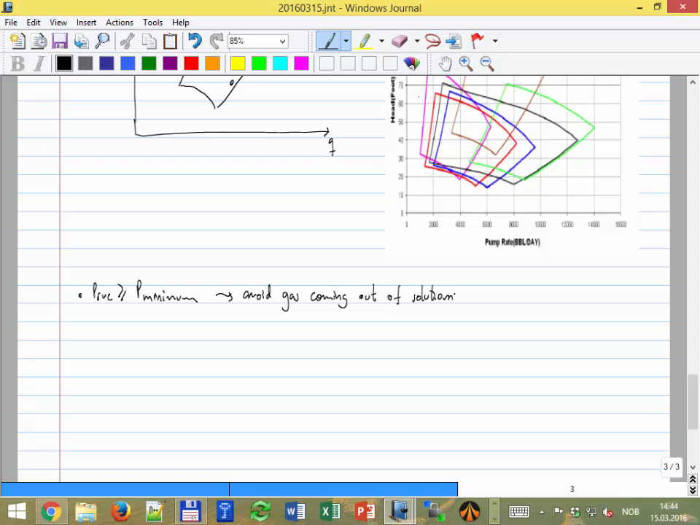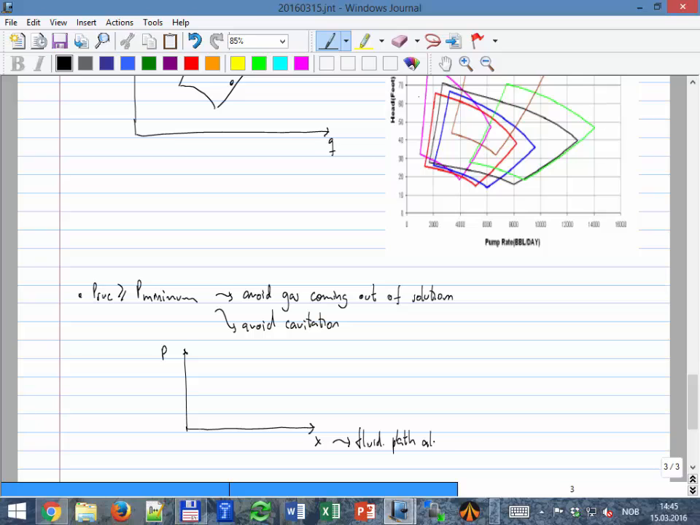Okay, that's one thing. And then the other thing is to avoid cavitation. What is going to happen is that if we make a plot of the pressure versus x, where x is the distance along the pump, or fluid path, initially this is the suction pressure, let's say that this is the inlet. And this is, I don't know, the pressure of the discharge of the first stage.